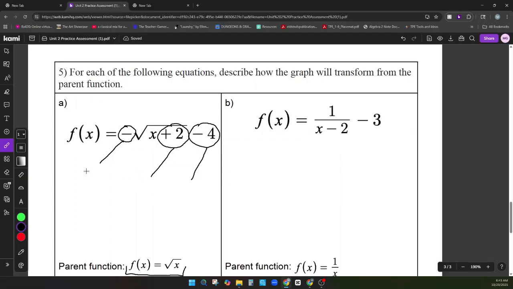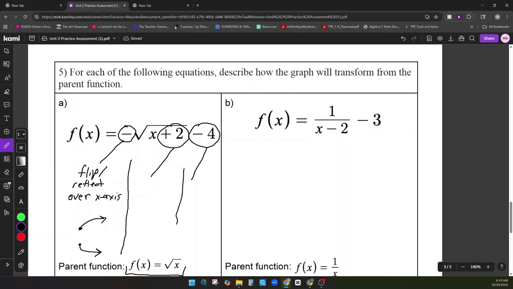So this negative is going to flip or reflect the graph over the x-axis. So in other words, we're going from this graph, and instead now our graph is going to look like this. We're flipping it upside down. That is what's going to happen here.